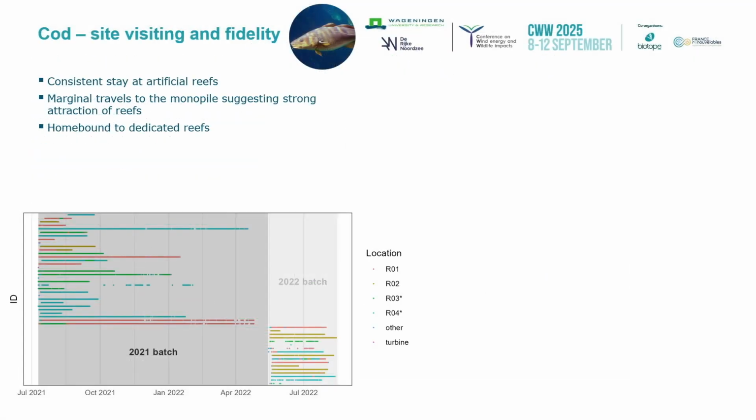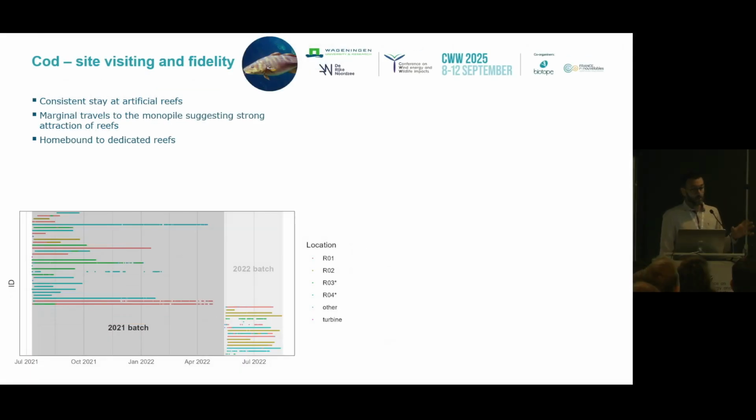In terms of site visiting and fidelity, at the bottom I've put a similar graph to before, but the color coding is different. Each color corresponds to different sites, with the different reefs. And you can see that the fish didn't jump from site to site. They were basically quite strongly homebound to the site they settled in, and usually where they were caught. And also, you wouldn't see it here, but there was almost no visiting to the turbine. So the fish mostly stayed at the reefs.